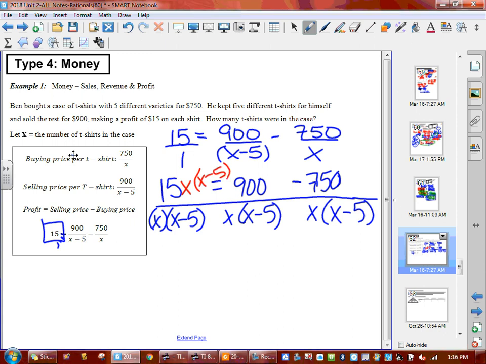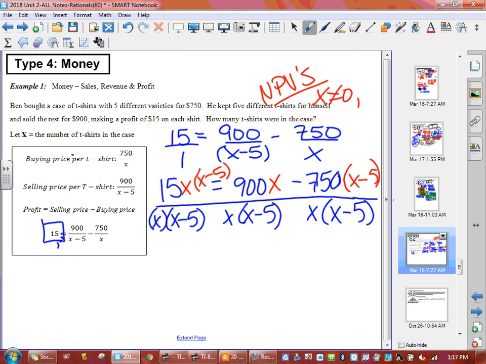What does the 900 need? What's he missing? Nothing. He's missing x. What's the 750 missing? The x minus 5. At this stage, now that we've got the top changed, we do non-permissible values. So, NPVs, what can x not be? 0 and 5. So x can't be 0 and it can't be 5. Now the bottom's gone. We can erase it. Okay, bottom is gone.